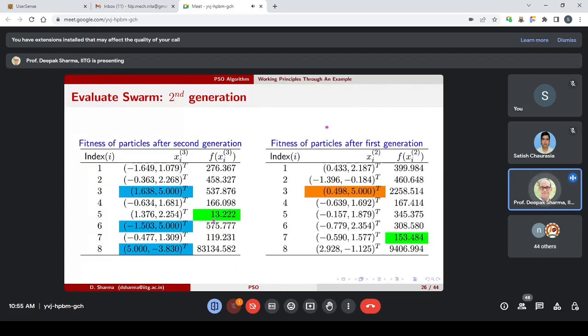Now let us compare the same fitness for the first generation. So again, from the initial fitness to the first generation, there was an improvement, and the best fitness was 153. After the third iteration, you can see that the fitness has reduced to 13.22. And for this particular problem, the best fitness is 0. It means that from the initial swarm to the second generation to the third generation, the fitness of the particles is reducing, and if we keep on running, the PSO is going to converge to the optimal solution.